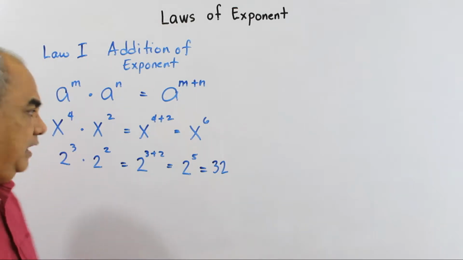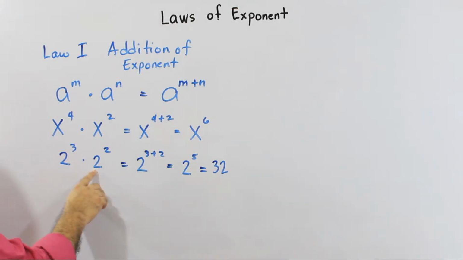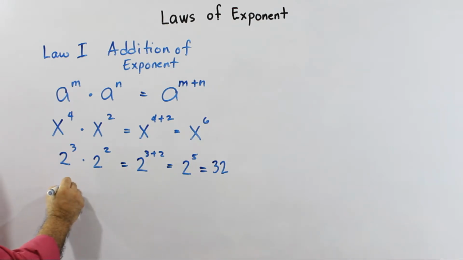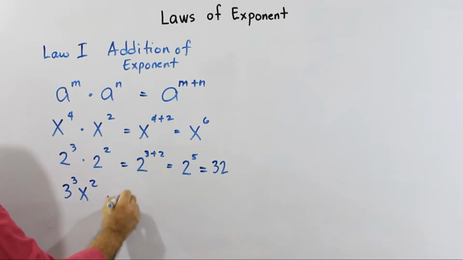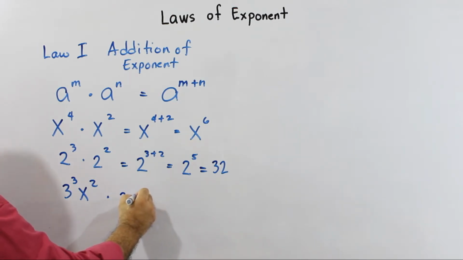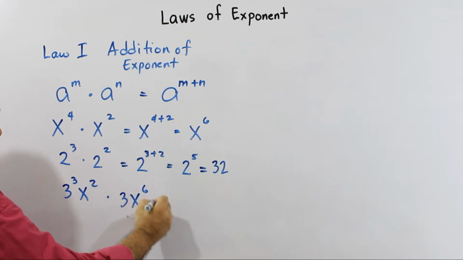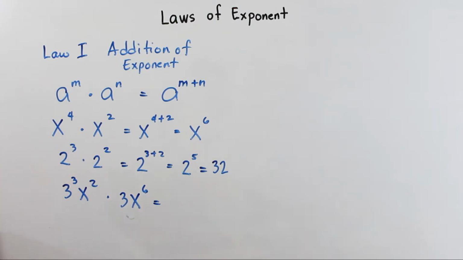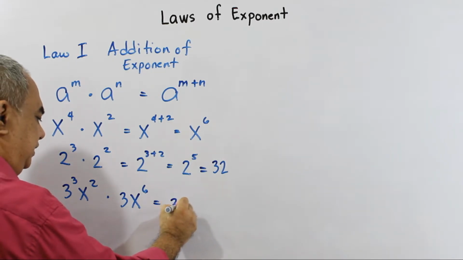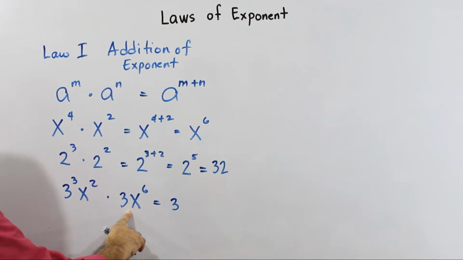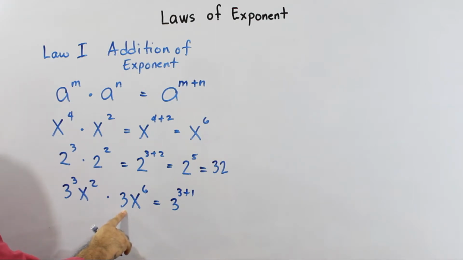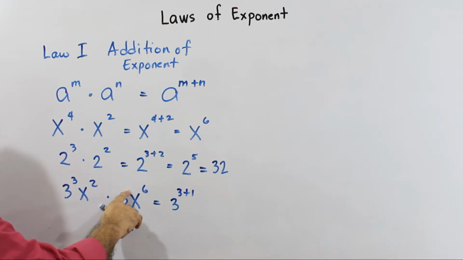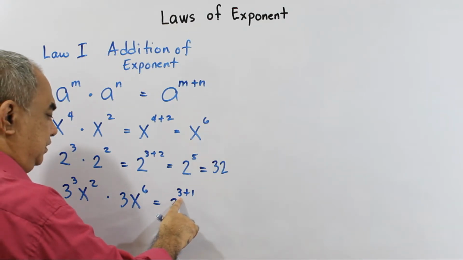Now what about if we have a combination of a constant and variables? Let's say we have 3 cubed x squared multiplied by 3 and a variable of x to the 6. Okay? What will be our answer here? So let's consider first the constant. You have 3, they have the same base here. So it's going to be 3 to the 3 plus 1. If a constant does not have an exponent, it is understood to have an exponent of 1. So it's going to be 3 plus 1.